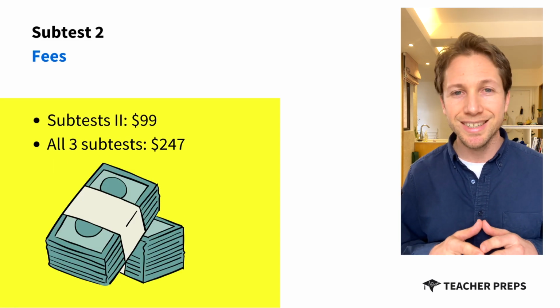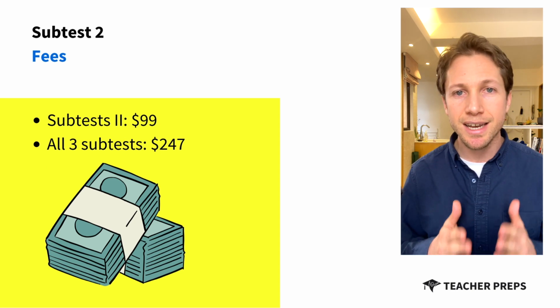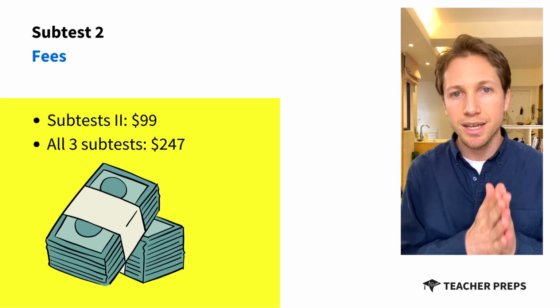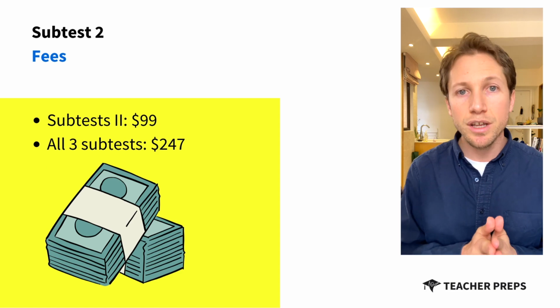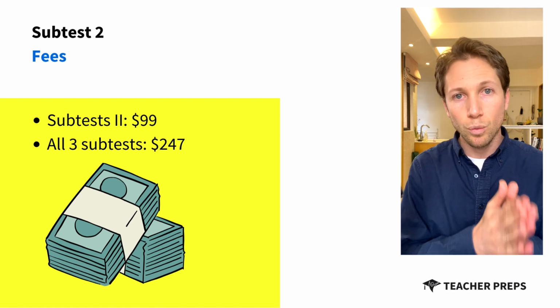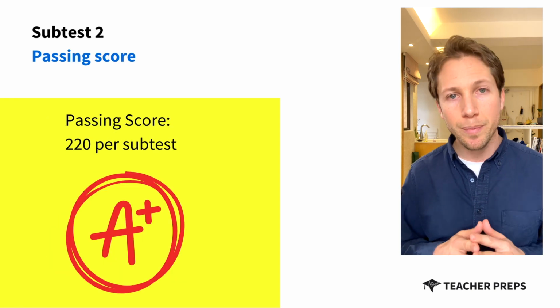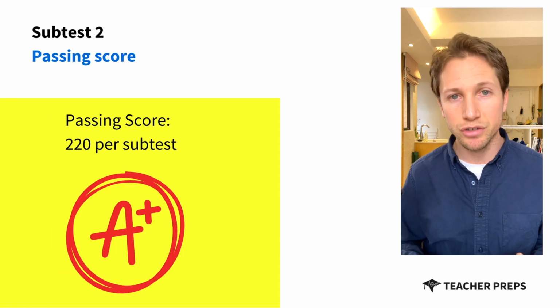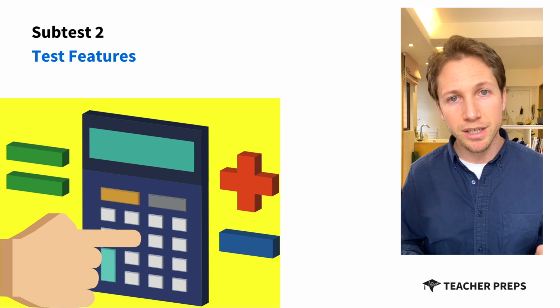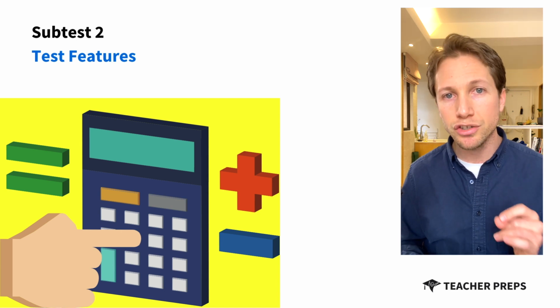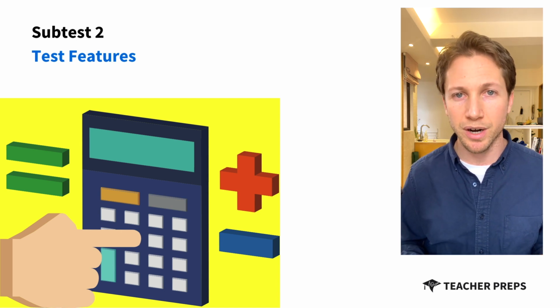The subtest is an expensive test. Unfortunately, it's $99 every single time that you take an individual exam. However, if you take it in bulk, the 1, 2, and 3 altogether, that price is $247. Now, in order to pass, you'll need a score of 220. And fortunately, they are giving us an on-screen calculator to complete the math problems.